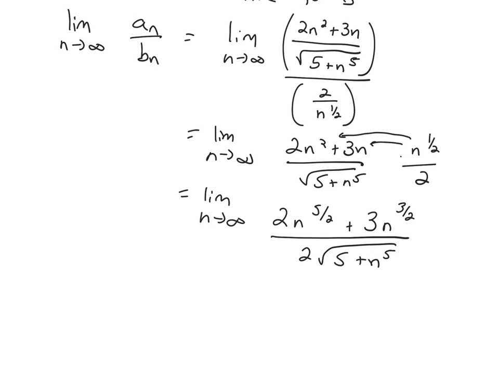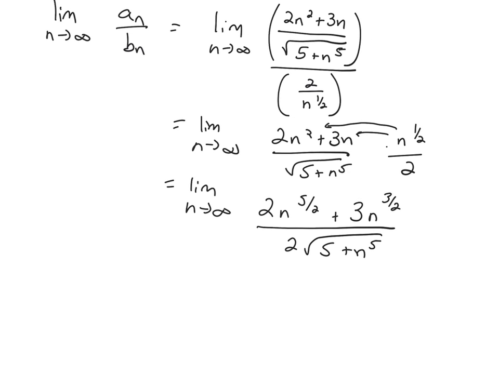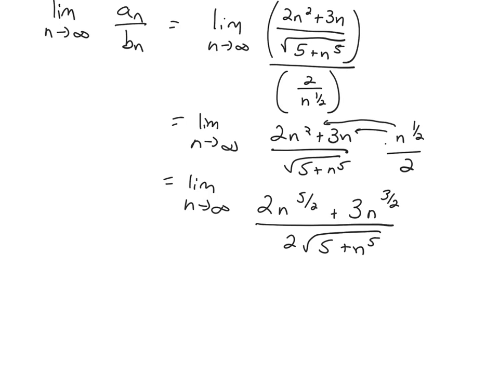Okay, so from here I need to compute this limit. You could use L'Hopital's rule if you want, but it's going to be messy because of the square root in the denominator. So I wouldn't do this with L'Hopital's rule. Instead, what I'm going to do is multiply top and bottom by 1 over n to the 5 halves.